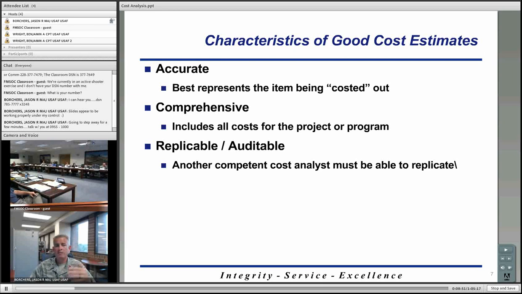Finally, a cost estimate should be replicable and auditable. That means if another competent cost analyst is looking at your program, they should be able to look at the data that you came up with and replicate your cost estimate. That's all part of the documentation process as well. And auditable is kind of the same thing. You need to be able to go in and make sure what you did makes sense, and it can create an audit track.